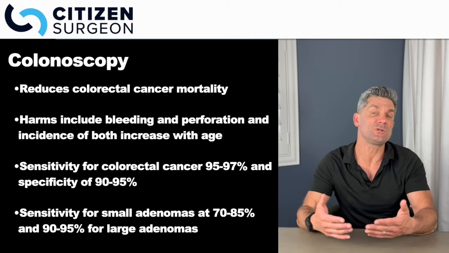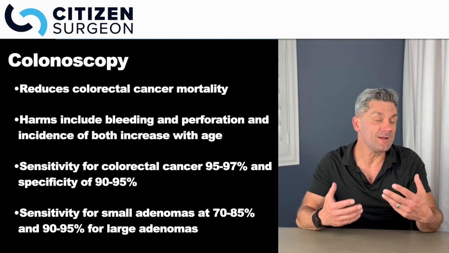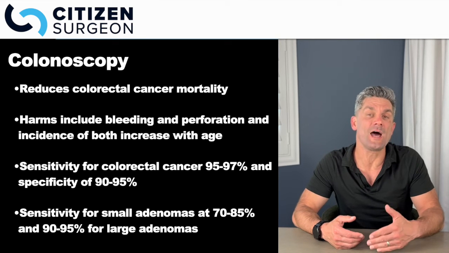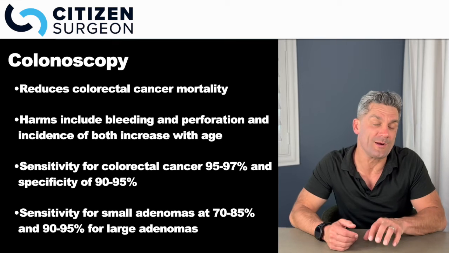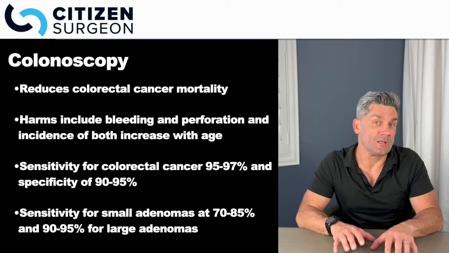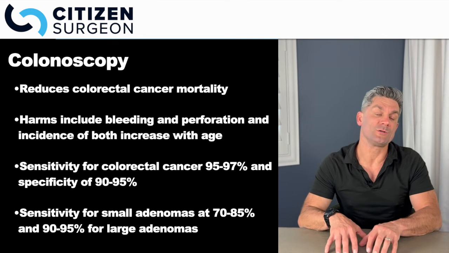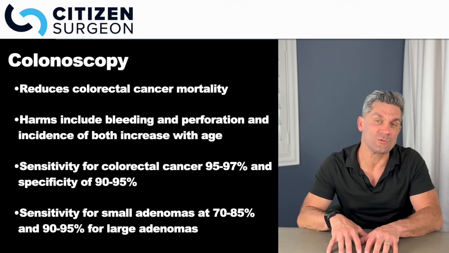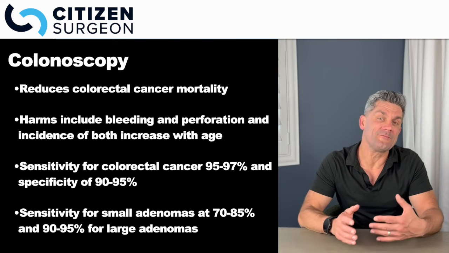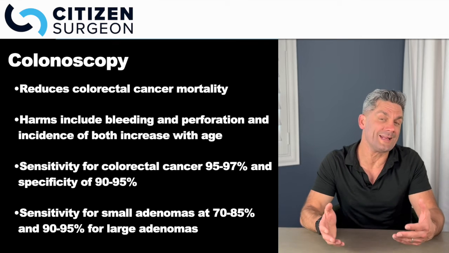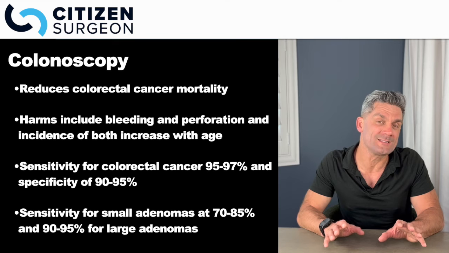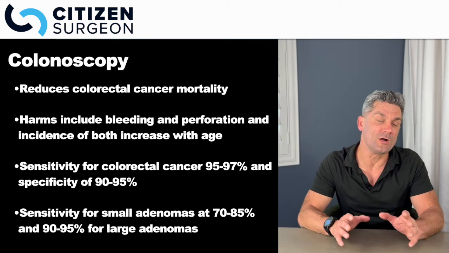Those risks increase with age, but there is very high sensitivity and specificity for the detection of not only colorectal cancer, but also precancerous lesions, and that's small and large adenomas. We know that colonoscopy does reduce colorectal cancer mortality as a screening method. We also know that the sensitivity and specificity for detecting colorectal cancer is over 90%. About 70 to 85% for small adenomas, and then over 90% for large adenomas.